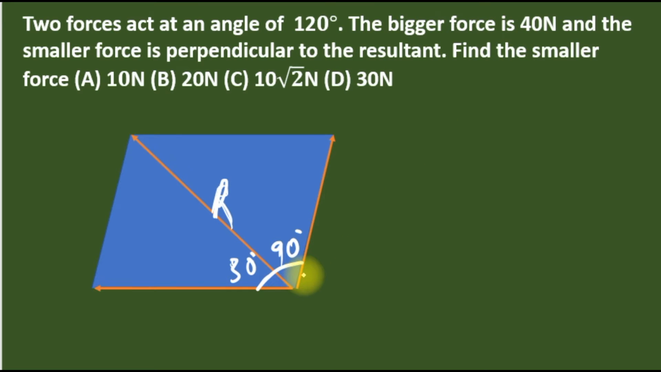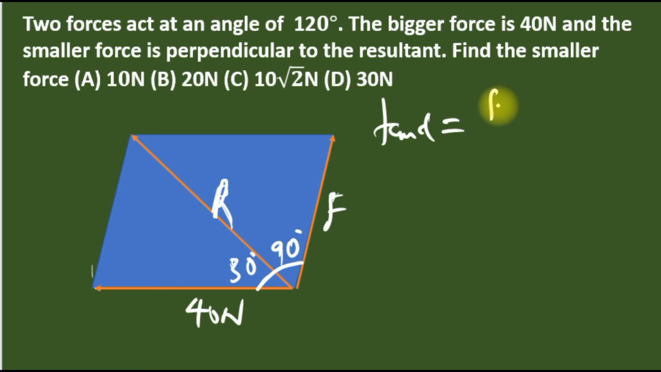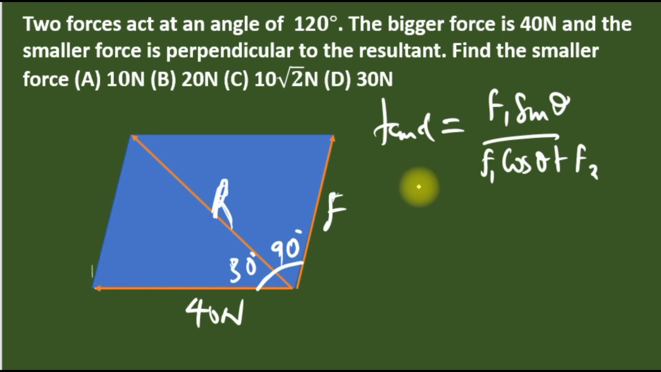The bigger force is 40. So if we call here 40, let's find the one that is perpendicular to the resultant, which is the smaller force. If you remember, I told you that if you complete the triangle, in any parallelogram law of forces, the angle between the resultant and one of the forces is always tan alpha equals F1 sine theta over F1 cos theta plus F2. So this is the angle. Alpha is the angle between R, the resultant, and F2.